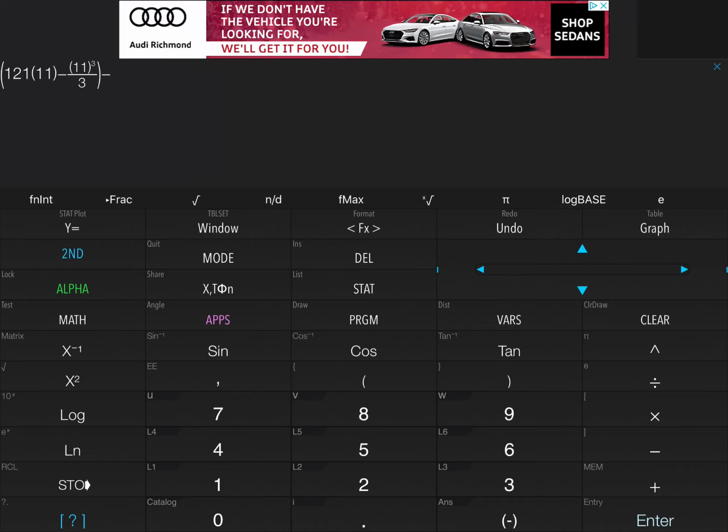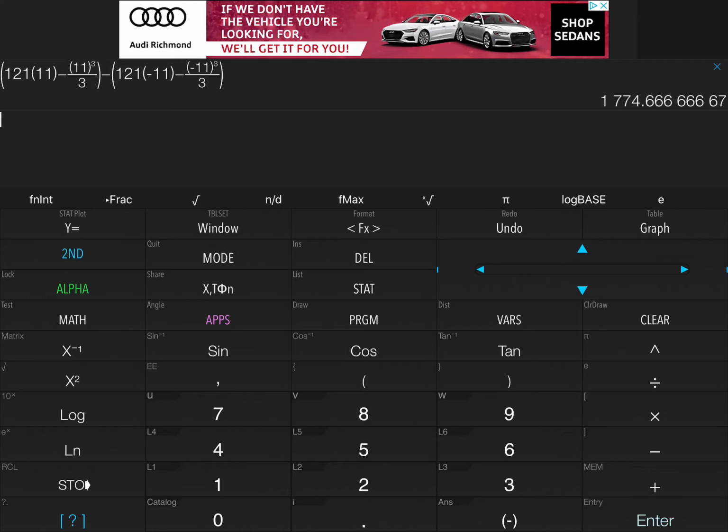Close the parenthesis. That was big F of 11 minus, now let's plug in the negative 11 to the big F: 121 times negative 11 minus, and in the fraction, right? The numerator was negative 11 cubed divided by 3. Close the parenthesis. All right, let me hit enter. Ta-da! And that is the area under the curve.